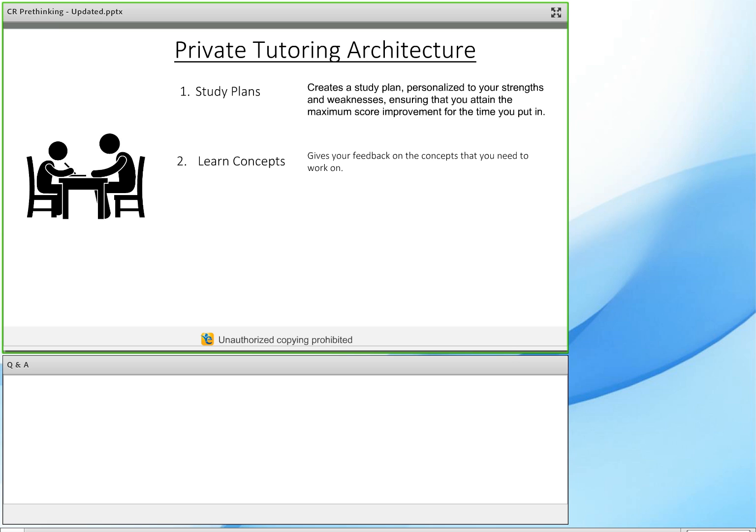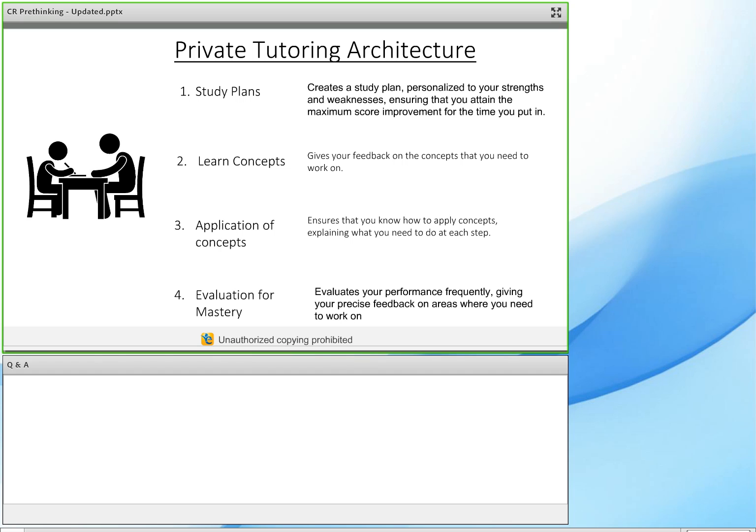Then a private tutor teaches you concepts. And the good thing about working with a private tutor is that they would give you feedback as to how well you're learning those concepts. Same thing with application. When you're starting to solve problems, a private tutor would closely evaluate how you're approaching a problem, what steps you are following, and if you're faltering, on which step you are faltering, and will give you feedback accordingly.